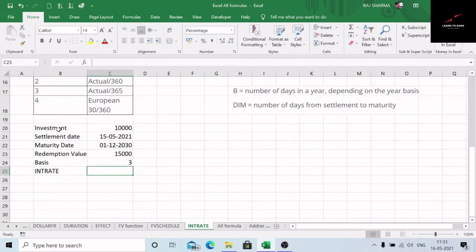So here is an example. We have invested an amount of 10,000 rupees on settlement date 15th of May 2021. Maturity is 1st of December 2030. Redemption value is 15,000 and basis is actual by 365. What will be the interest rate?